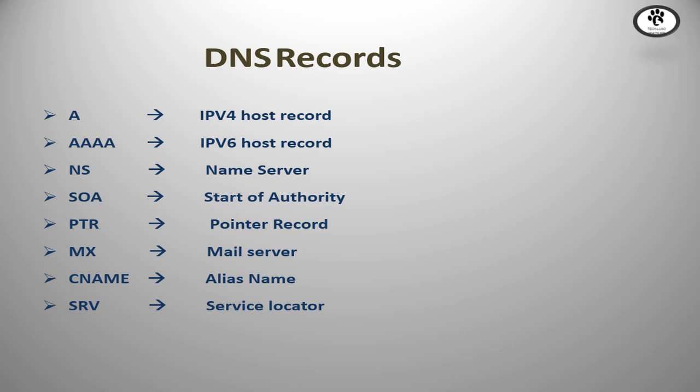In practicals we are going to see CNAME record creation, PTR record creation, A record creation. The NS record and SOA record will be created by default. And about SRV: the SRV record is nothing but a service locator, which is used when you implement AD. It will be created automatically.